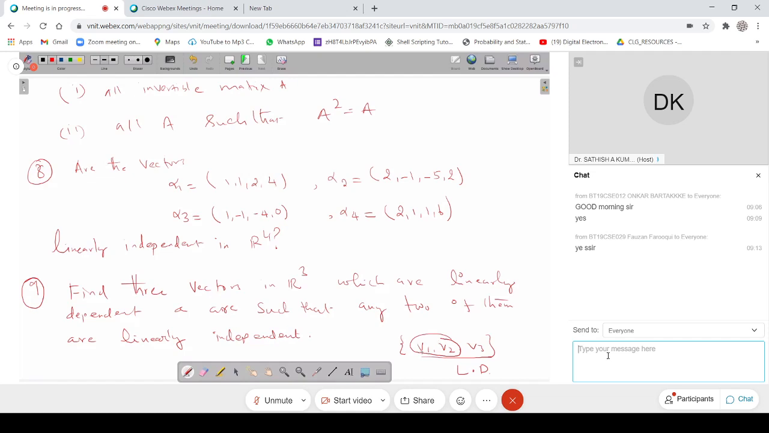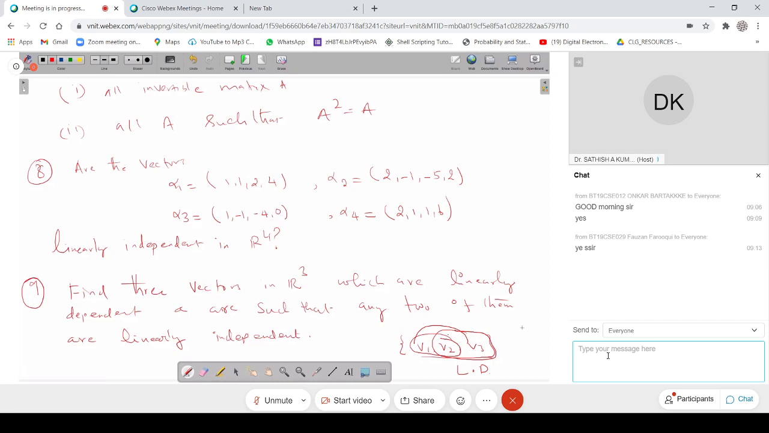Suppose it can happen that v1 and v2 are linearly dependent, any two of them only. So v1, v2 are linearly dependent, and it can happen that v2 and v3 are linearly dependent, or v3, v1 are linearly dependent. But of course, it cannot happen that all of them are linearly dependent on each other, because if that is so, there is a linearly dependent set of vectors. So we don't want that.